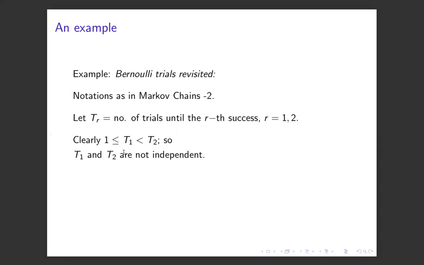Now, suppose you know that T sub 1 is equal to 10. From that, you already have the information that T sub 2 has to be at least 11. So some information about T2 is known once you know T1, and vice versa. If you know that T2 is 100, T1 can only be up to 99.